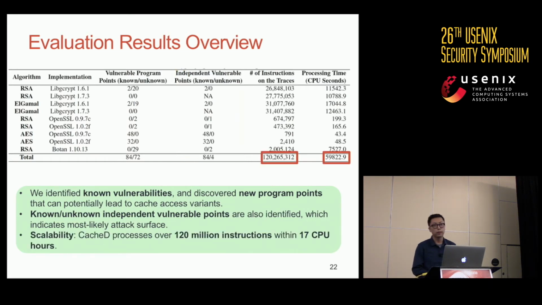All right, so for the scalability, our tool processes over 120 million lines of instructions within only 17 CPU hours. So we interpret the scalability as promising results.